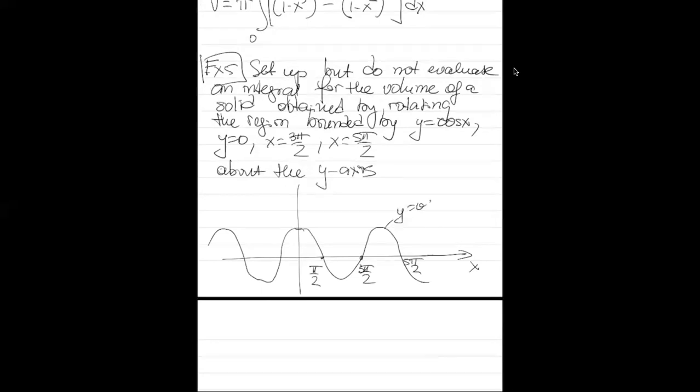So we have to sketch this. We have a cosine graph. We know the cosine behaves like this. Where is 3 pi over 2? Pi over 2 is right here. 3 pi over 2 is an x-intercept, and 5 pi over 2 is the next one. So here's our cosine curve.